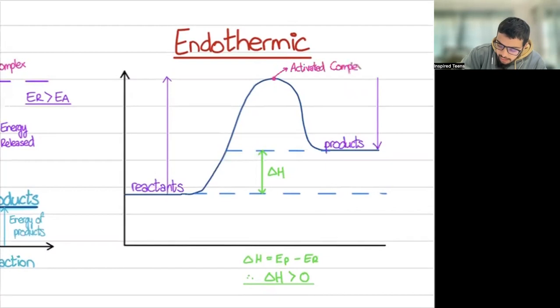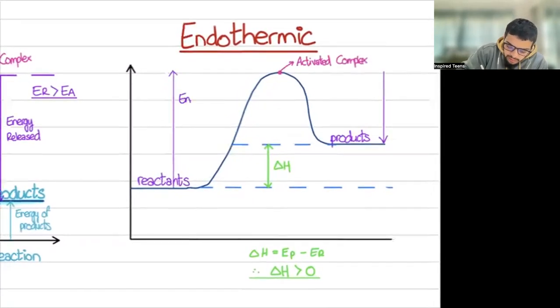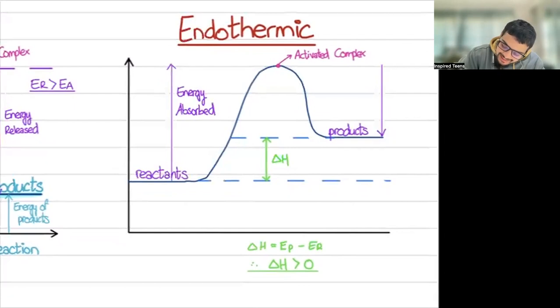Now, in endothermic, the main difference is, to get from reactants to activated complex, this is either activation energy or energy that is absorbed. And then to get from activated complex to the products, this is energy released.